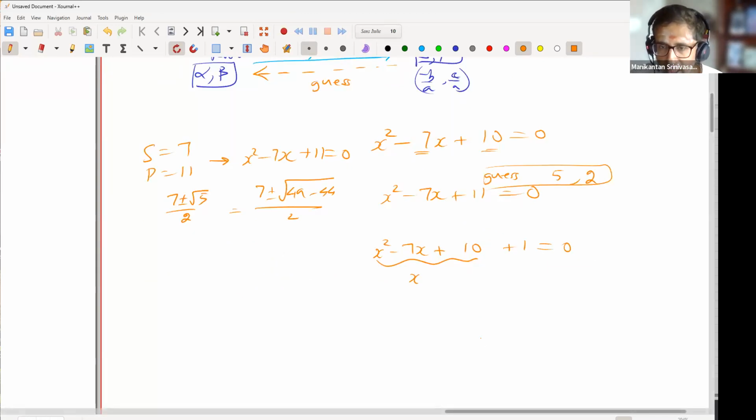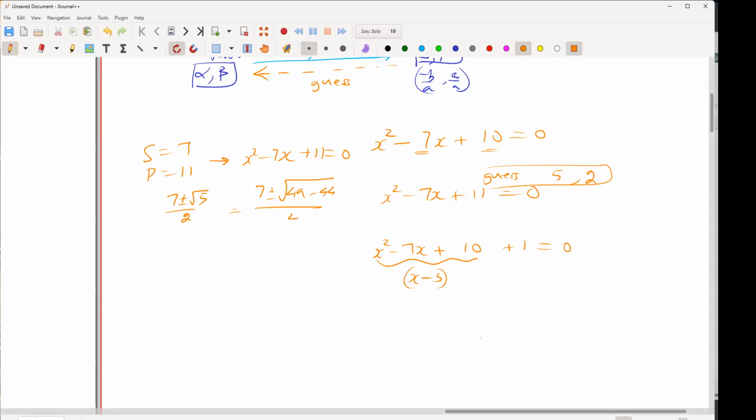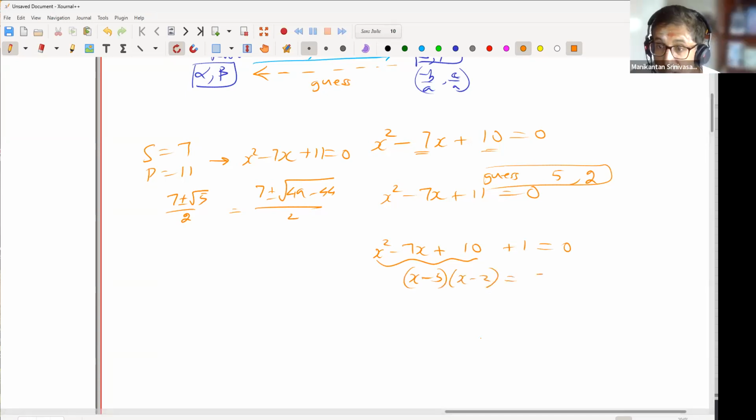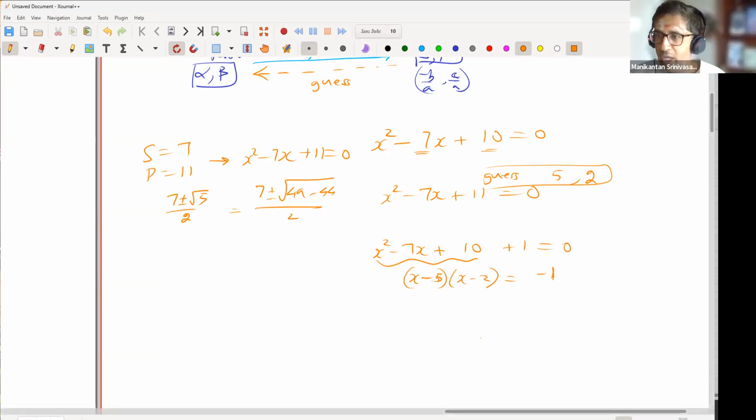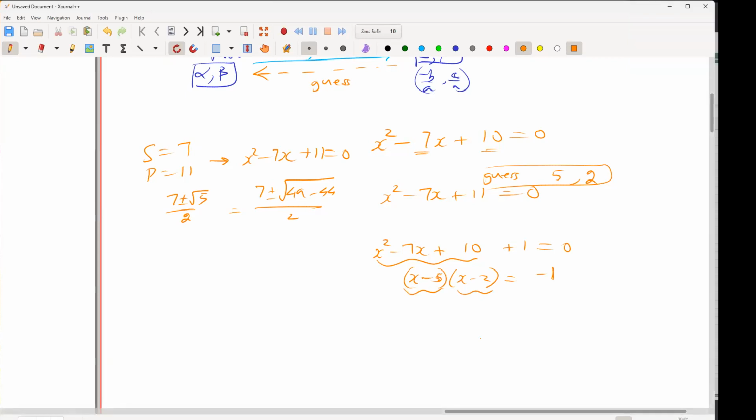How will you solve it? It brings x minus 5 times x minus 2 equal to -1. So x minus 5 equals minus... no, that's the only problem. That's the problem, right? When the product is 0, you can say either this is 0 or this is 0. When the product is anything but 0, you cannot do that.